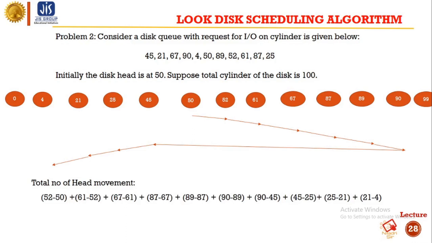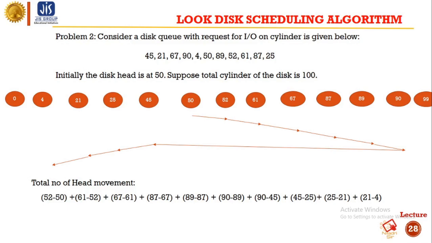Next we will move from 52 to 61. So the total head movement is 61 minus 52. From 61 we have moved to 67, so the total head movement is 67 minus 61. Next we will move from 67 to 87, so the total head movement is 87 minus 67. Next we will move from 87 to 89, so the total head movement is 89 minus 87.